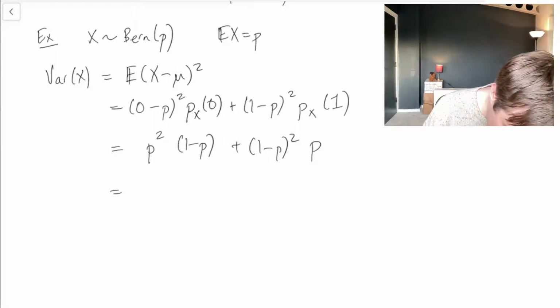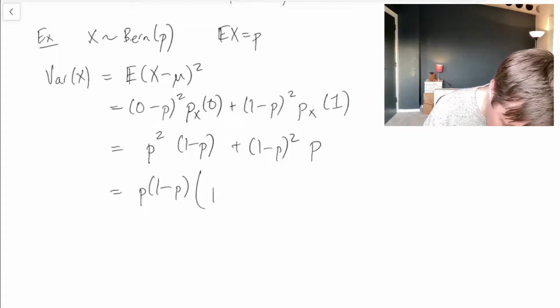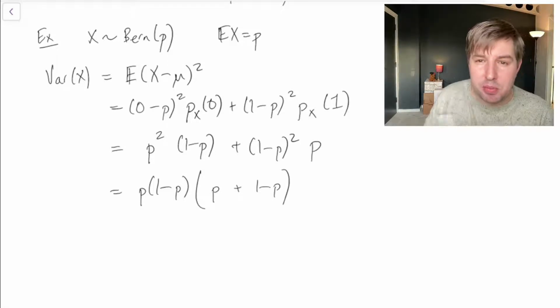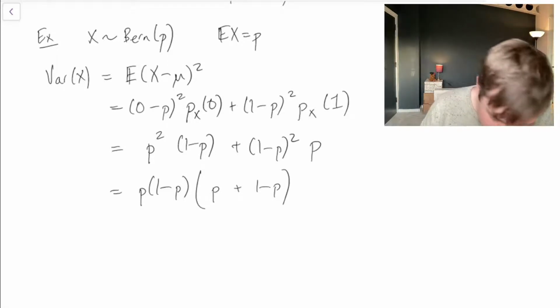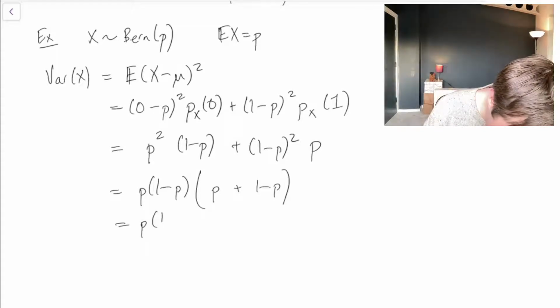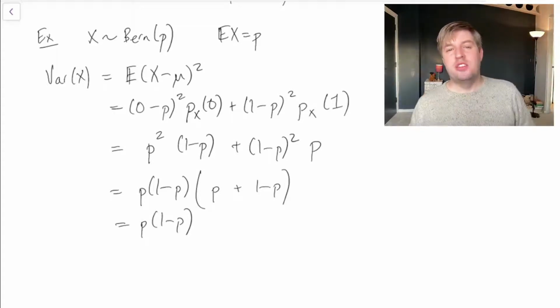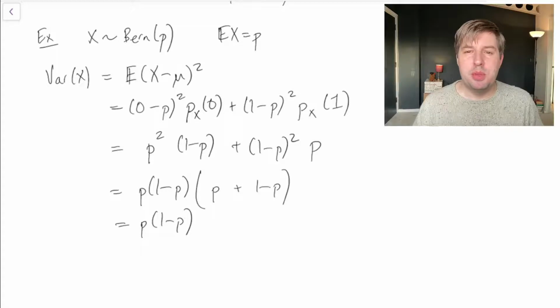So both of these terms have a P(1 minus P), don't they? And then the first term has another P, and the second term has another 1 minus P, but the P's in that big bracket at the end cancel each other out. That comes out as P(1 minus P). So the variance of a Bernoulli trial is the probability of success times the probability of failure.